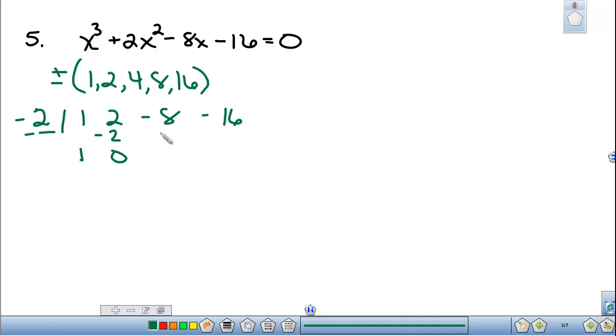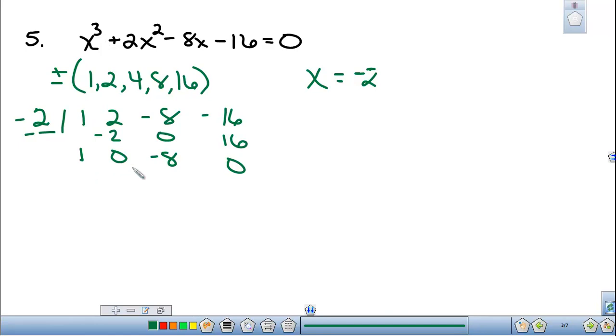Negative 2 times 0 is 0. Add those together, negative 8. Multiply those together, I get a positive 16. And yes, I have a winner. Negative 2 is a rational 0, so let's add that to our list. Remember, this is a third degree equation, so we could have up to 3 rational zeros.